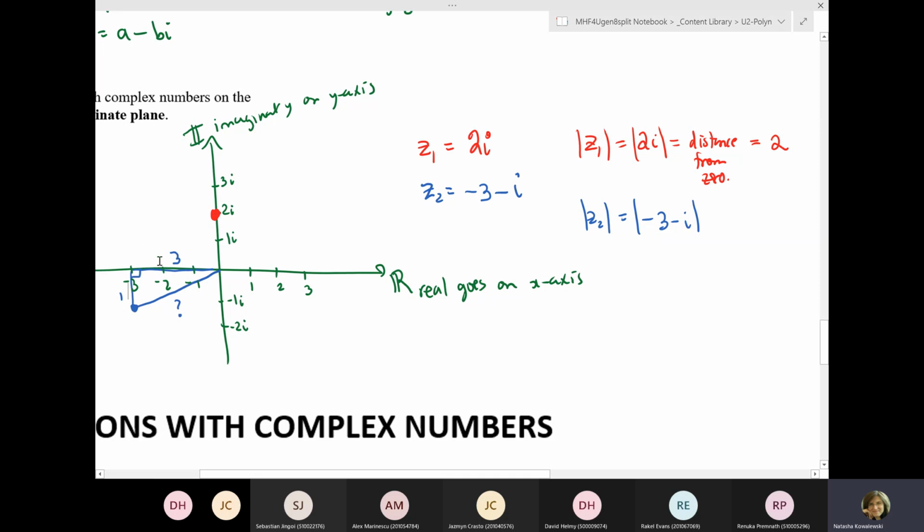What would we use to find this? On the right triangle, if we know 2 sides, how do we find the third side? Pythagorean theorem, which will be square root of 3 squared plus 1 squared, which is 9 plus 1. So the square root of 10 is the answer for this question.